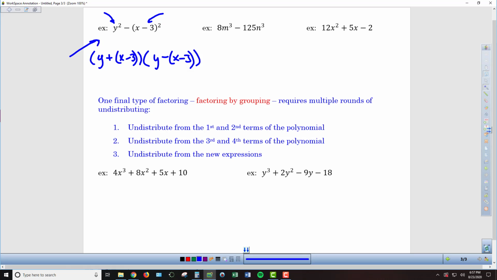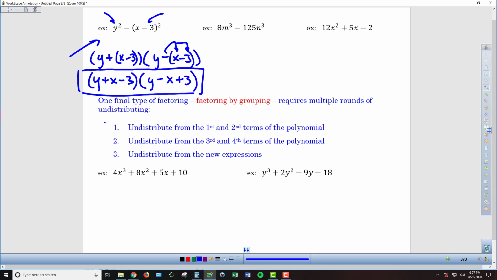Or if we wanted to eliminate that extra set of parentheses that we see there, we can just say y plus x minus 3 in that first set, and then y, here we just have to be careful because we're distributing this negative sign, minus x, but then plus 3 in the second set of parentheses. And so there is our factorization. Just a very subtle way that we can see a difference of squares presented to us.